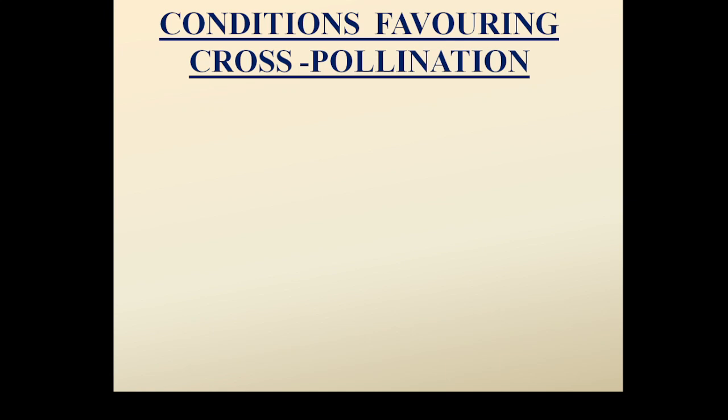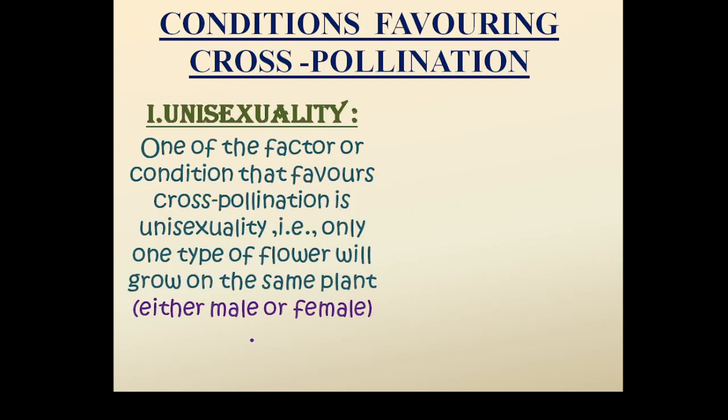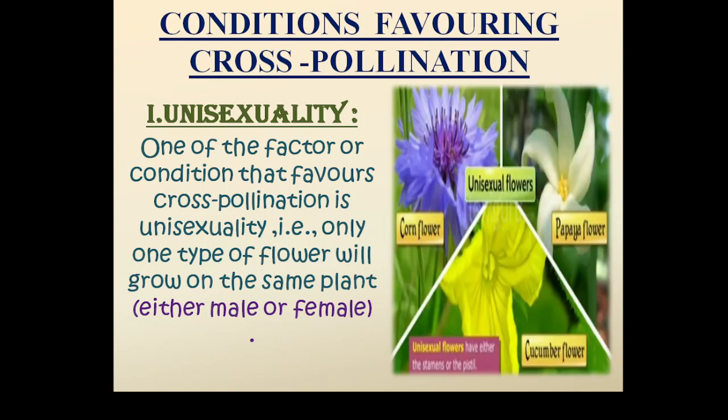Conditions favoring cross-pollination. What is the first condition? Unisexuality. That is, one flower will have either female or male reproductive part. One of the conditions that favors cross-pollination, unisexuality, is that only one type of flower will grow on the same plant, either male or female. You can see here the unisexual flowers like corn flowers, papaya flower, cucumber flower. So unisexual flowers will have either stamens or pistils, either the male part or the female part.